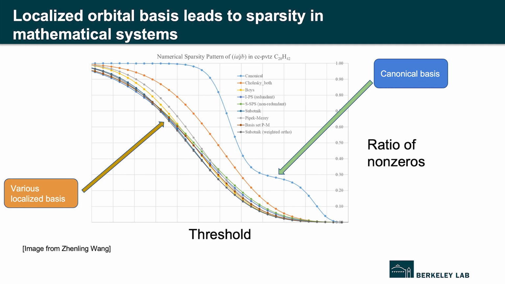The x-axis is the threshold, and to the left, it means that the truncation threshold is stricter, so numbers need to be very small for us to consider them as zeros. The y-axis is the ratio of non-zeros in the system that we build. We are comparing especially the blue line, which represents the canonical basis, and all the rest of the lines representing various localized bases. You can see that at a fixed threshold, if we use localized bases, we tend to have fewer non-zeros in the system. Drawing a vertical line, the cross-section will tell you that we have more zeros in the system that we built.